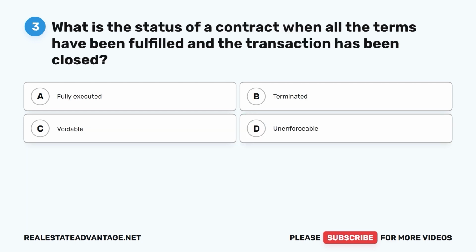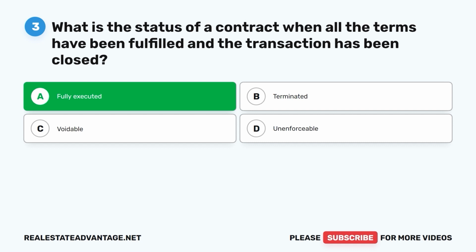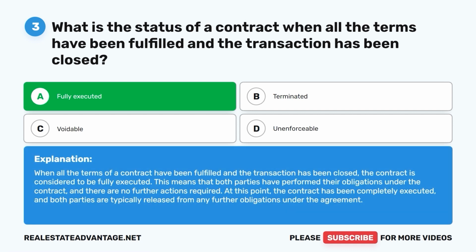Question 3. What is the status of a contract when all the terms have been fulfilled and the transaction has been closed? A. Fully executed. B. Terminated. C. Voidable. D. Unenforceable. The correct answer is A. Fully executed. When all the terms of a contract have been fulfilled and the transaction has been closed, the contract is considered to be fully executed. This means that both parties have performed their obligations under the contract and there are no further actions required. At this point, the contract has been completely executed and both parties are typically released from any further obligations under the agreement.